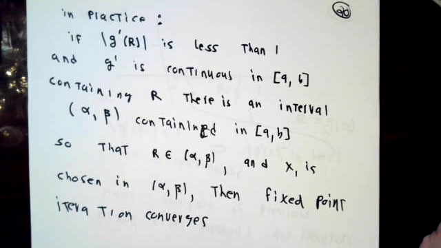Much later, when we talk about iterative methods for linear systems of equations, we'll have something very much like this, except we'll have some matrix norm instead of the absolute value of g prime.